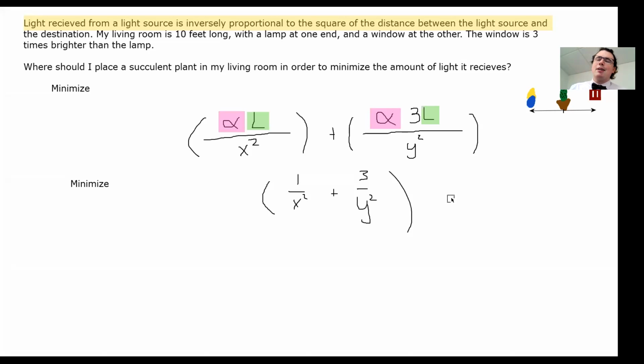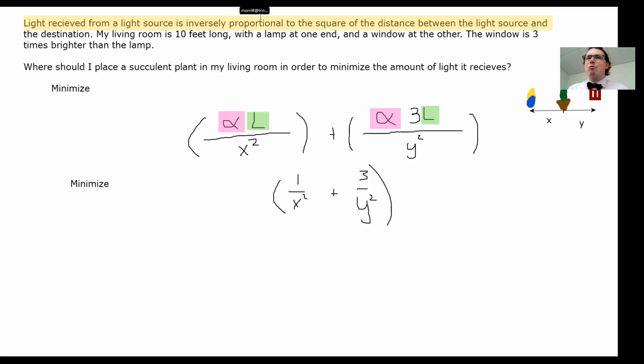So that's better. I can minimize this formula instead, but this is still a formula in two, count them, two different variables. I have an x and I have a y. Now, I can only do optimization problems where I have a single variable. And in this problem, remember, my x is the distance between the plant and the lamp. My y is the distance between the plant and the window.